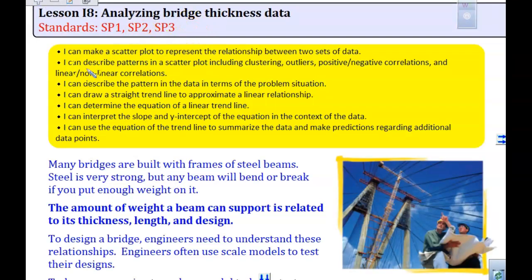We are going to analyze brick thickness. We actually aren't going to do the experiments, as I mentioned. So I can make a scatter plot. You're going to still make those scatter plots, setting your scale. I can describe a pattern when I look at that scatter plot.